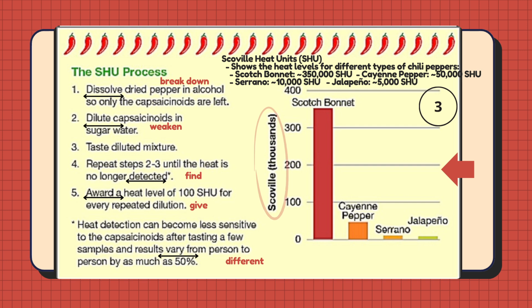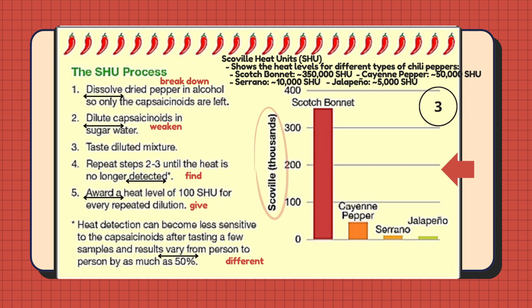The hottest among the four is the Scotch bonnet, followed by the cayenne pepper, and then the serrano and the jalapeno. So Scotch bonnet is 350,000 SHU, followed by the cayenne pepper, which is 50,000 SHU. Then the serrano chili pepper, 10,000 SHU. And then last is jalapeno, the least hot one, which is 5,000 SHU. So there on the graph you can find which of the following has the hottest chili.